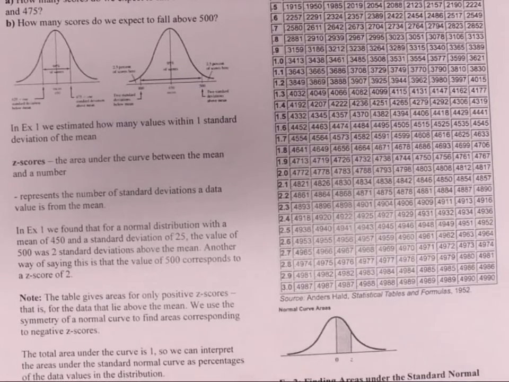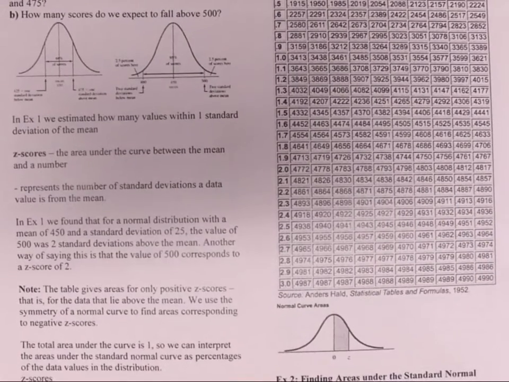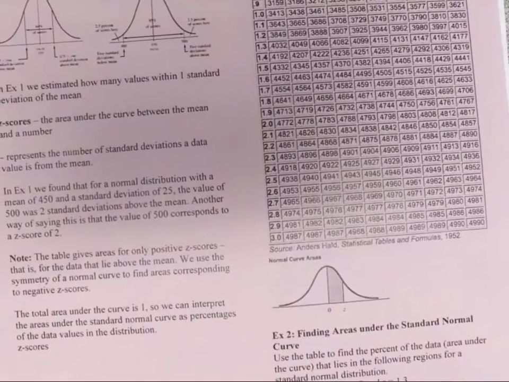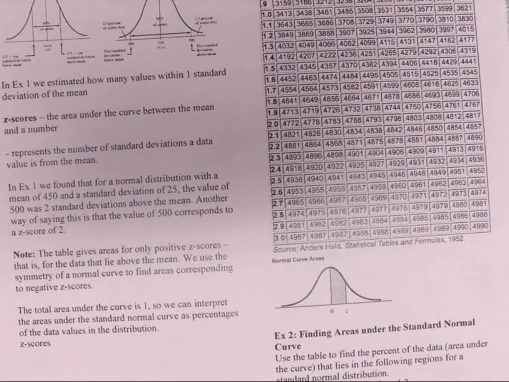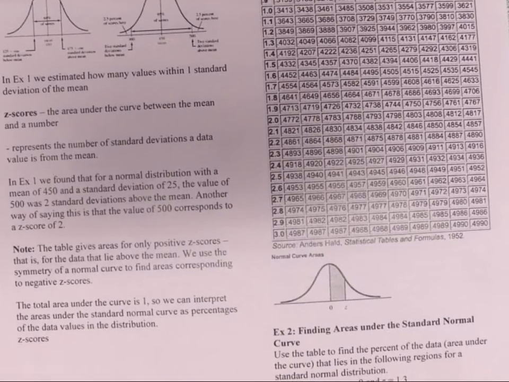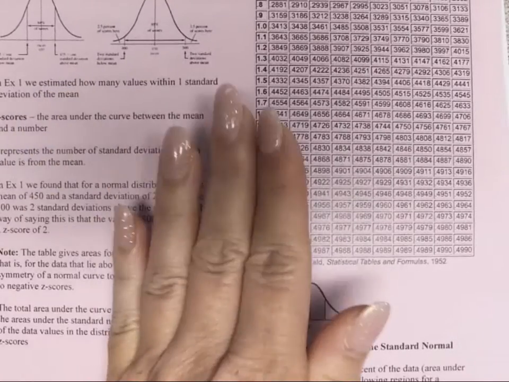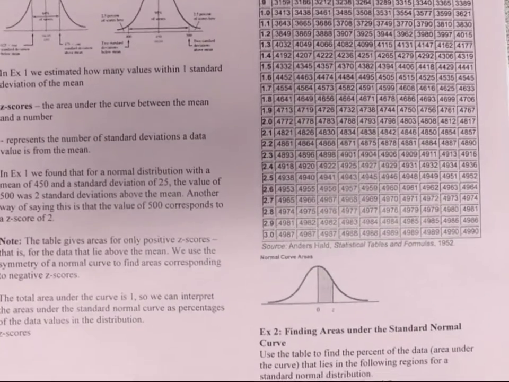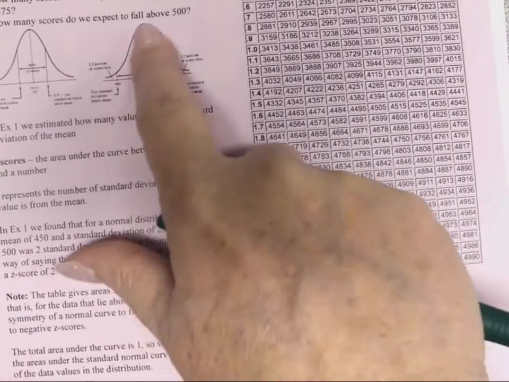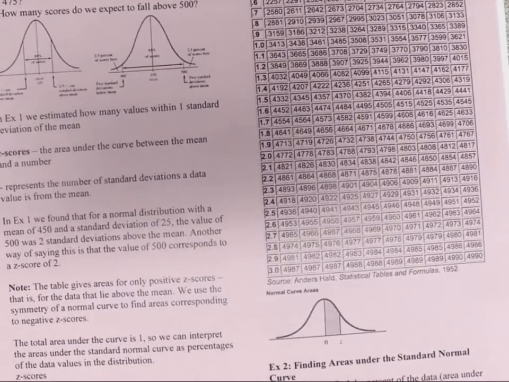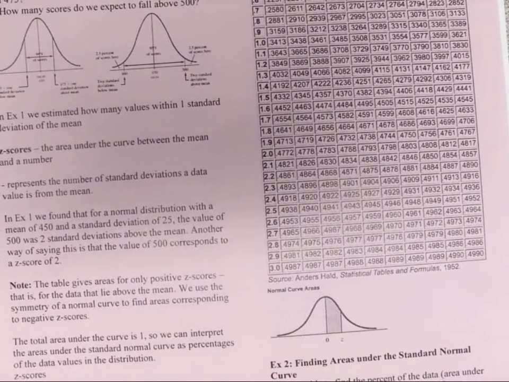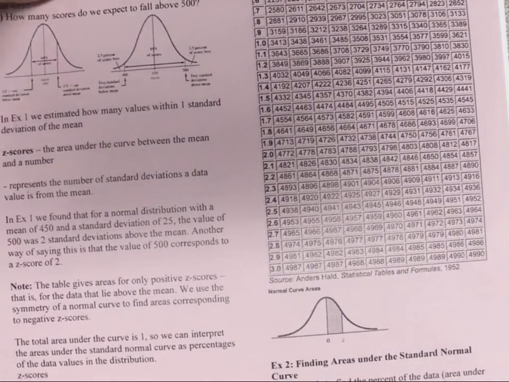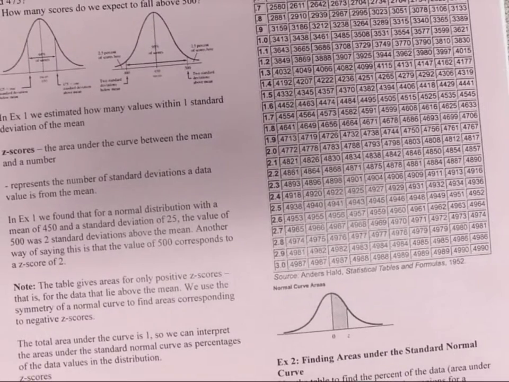So note that the table over here gives areas for only positive z-scores. That is, for the data that lie above the mean. We use the symmetry of a normal curve to find areas corresponding to the negative z-scores. So remember, it's symmetrical, so the positive and the negative, you're going to get the same z-score. The total area underneath a curve is equal to 1, so we can interpret the areas under the standard normal curve as percentages of the score values in the distribution.